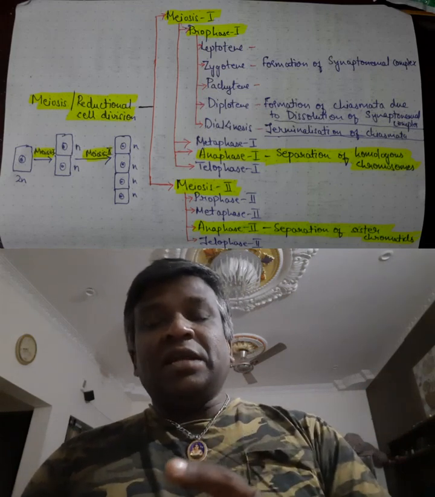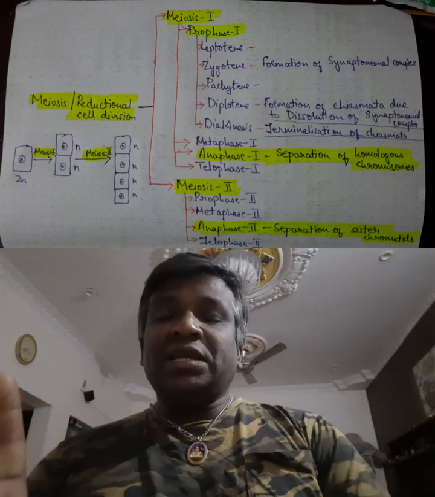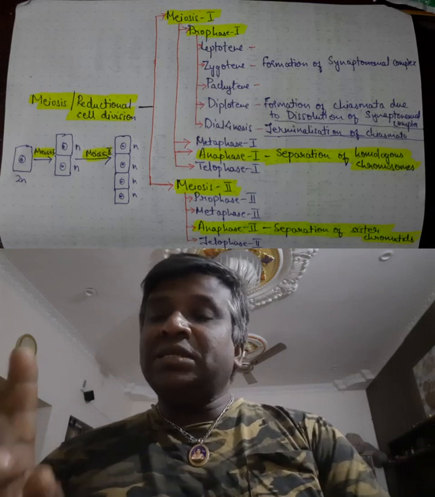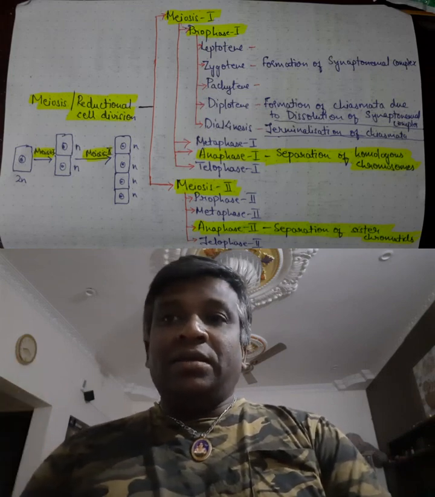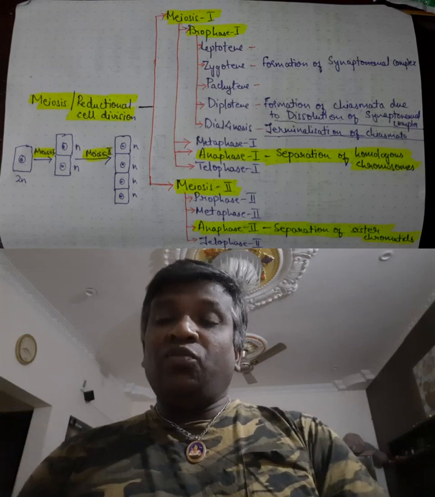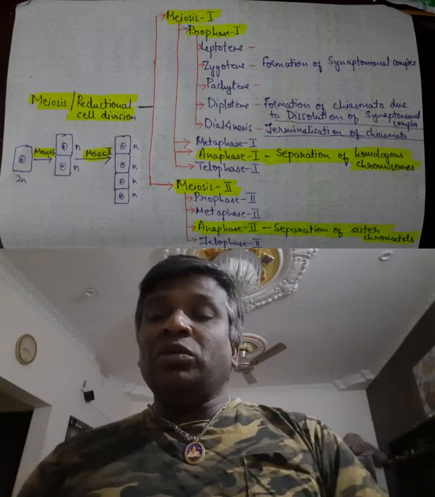You should remember that meiosis undergoes only one cell cycle and DNA replication takes place only once. And meiosis is divided into two phases, meiosis-I and meiosis-II.